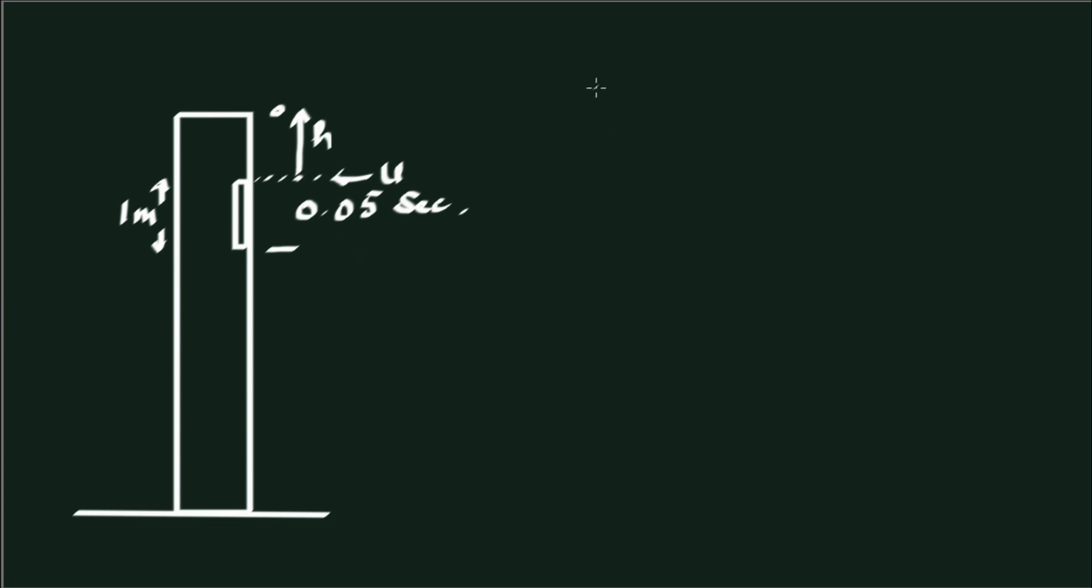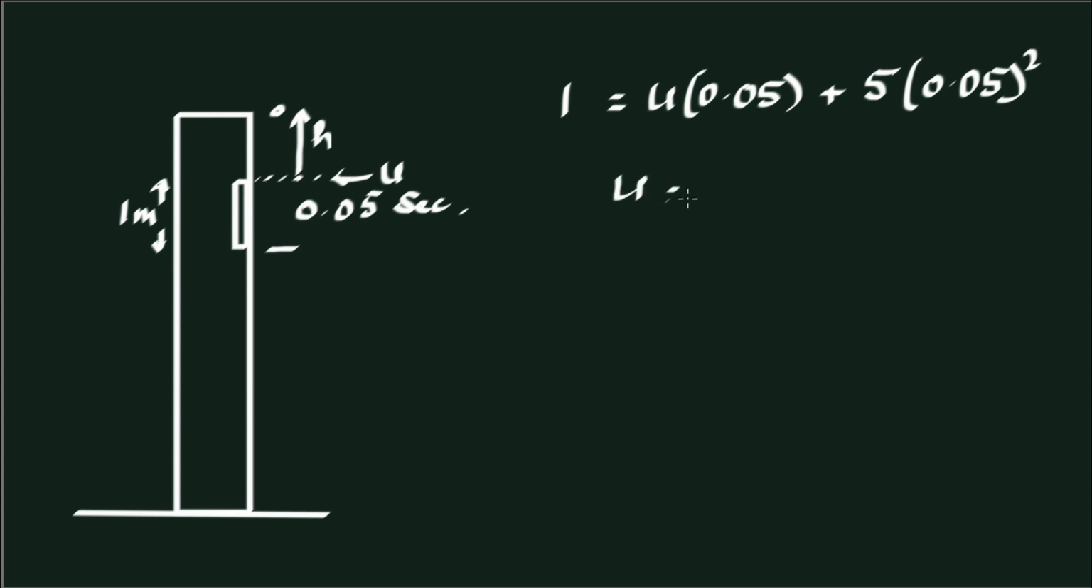So taking down as positive, the displacement is 1, s is equal to ut, 0.05, plus half a, which is plus 5 because 10 downwards positive, half a t squared, 0.05 squared. When you solve this for u, you should get 19.75 meters per second. Now that is the velocity, downward velocity of the object when it crosses the top of the window.